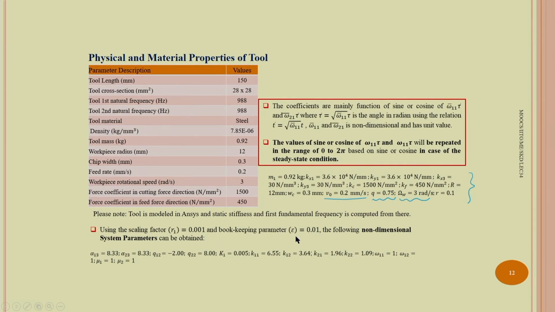0.001 and bookkeeping parameter epsilon equal to 0.01, the following non-dimensional system parameters are obtained. Alpha 13 equal to 8.33, alpha 23 8.23, Q12 minus 2, Q22 equal to 8, and K1 equal to 0.005, K11 equal to 6.55, K12 equal to 3.64, K21 1.96, K22 1.09. Omega 11, you just note, is non-dimensionalized in such a way that omega 11 equal to 1 and omega 12 also equal to 1, and mu 1 equal to 1 and mu 2 also comes to be 1.